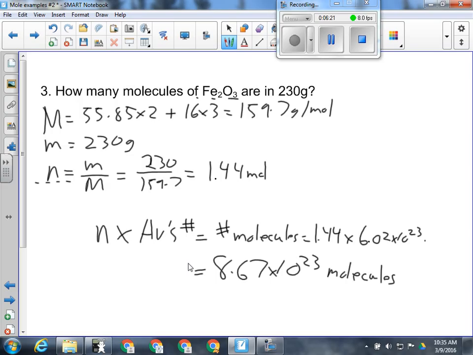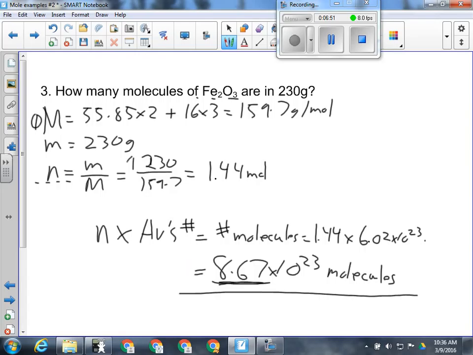Now, something I see sometimes on tests and quizzes is that people just write this number. Is that the same as 8.67 times 10 to the 23? No, it's about 10 to the 23 times smaller. Not exactly the same number. So you've got to make sure you keep that times 10 to the 23 on there, not just the base number. All right. Questions on number 3? Remember the marks distribution is 1 for molar mass.